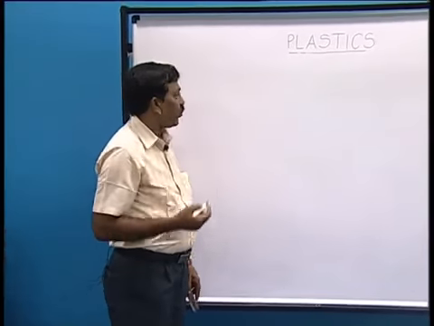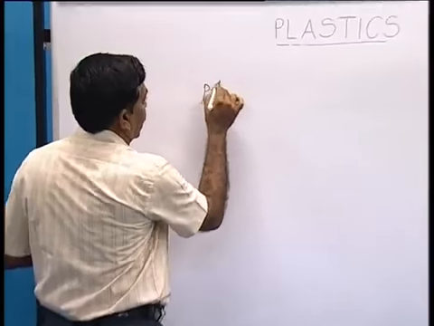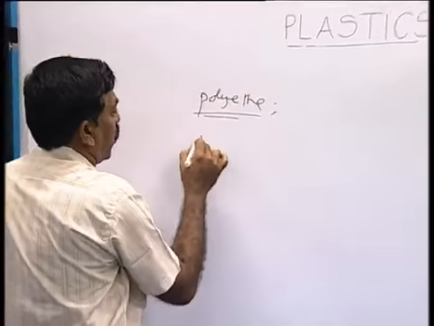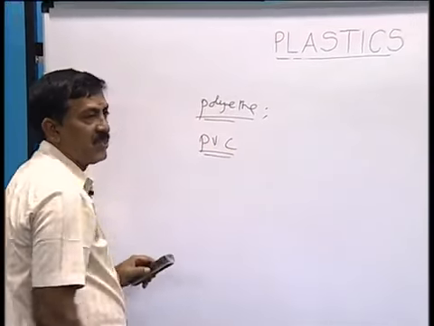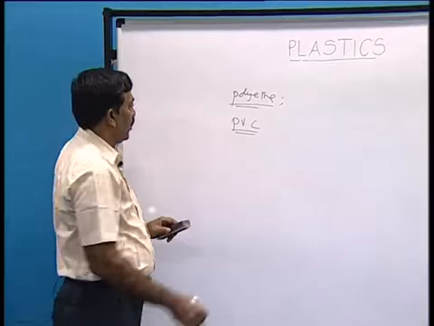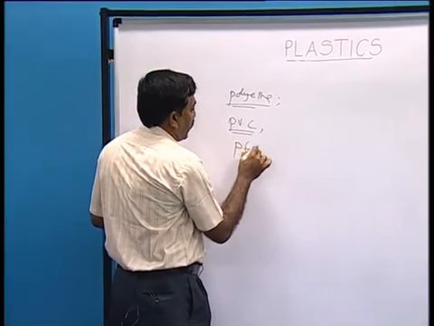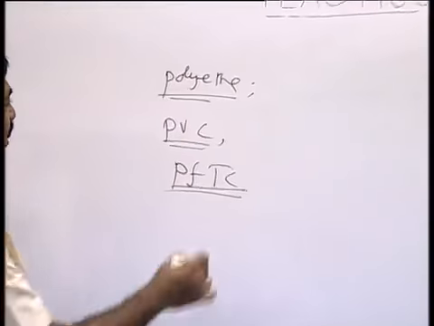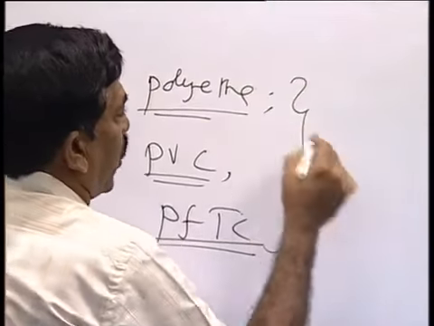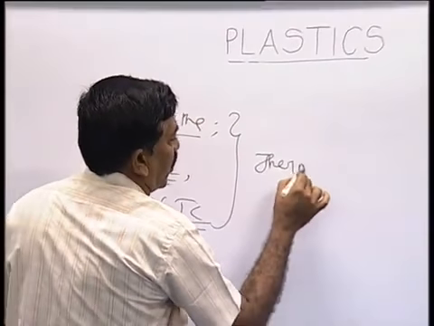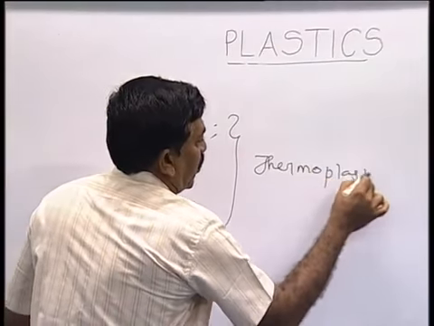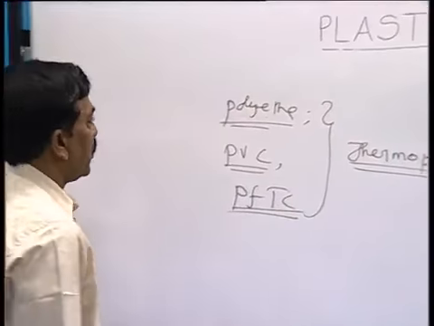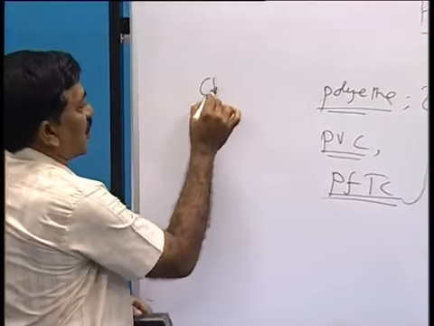As we discussed about polythene, polythene is a plastic, no doubt in it. You are also familiar with another plastic, PVC, polyvinyl chloride, then PTFE, polytetrafluoroethylene. These plastics are the best examples of thermoplastics. Thermoplastics.